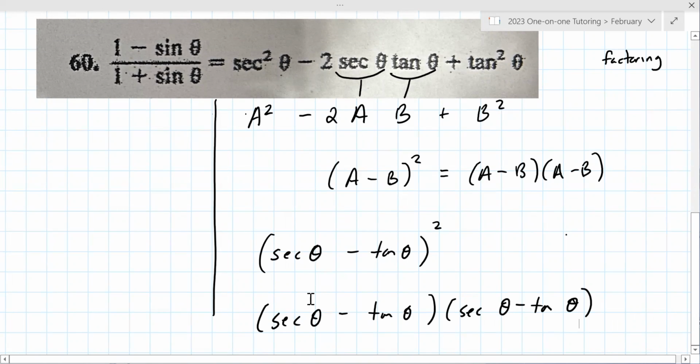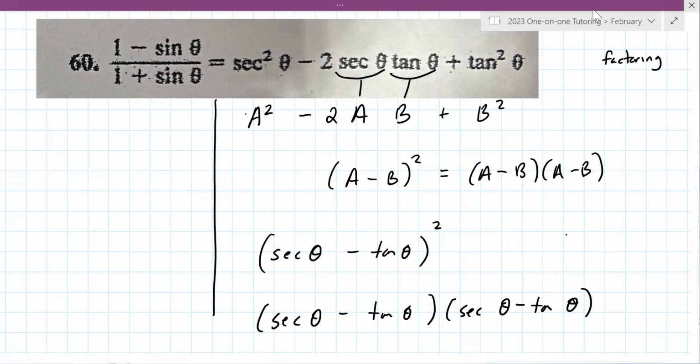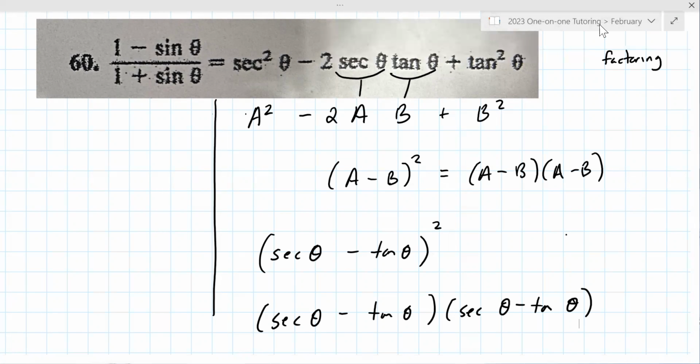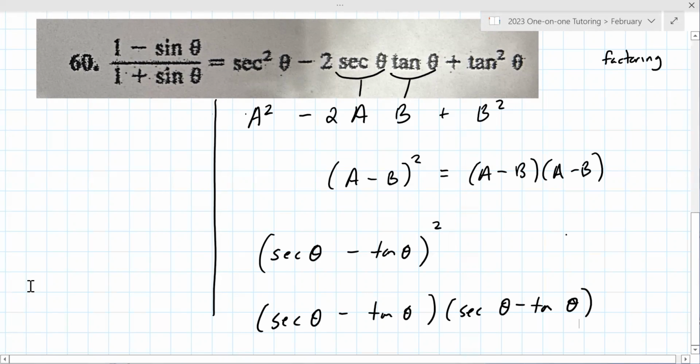So what else? What else are you kind of drawn to here, if anything? It's not a Pythagorean identity. No. I mean, the only thing I can think of is to make it a sine and cosine. Okay, I think let's do that.